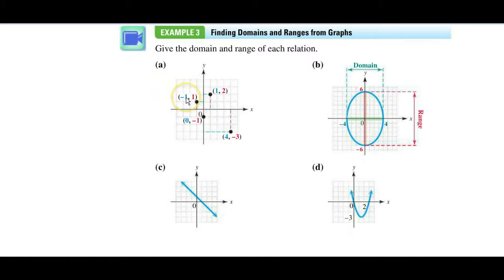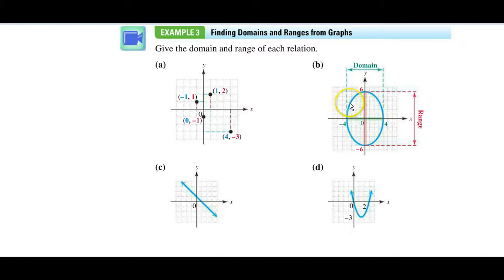So again, your domain elements would be a -1, a 0, a 1, and a 4. And the range would be, usually we start with the lowest one here, a -4, a -1, a 1, and a 2. And I believe you would put that in roster notation.